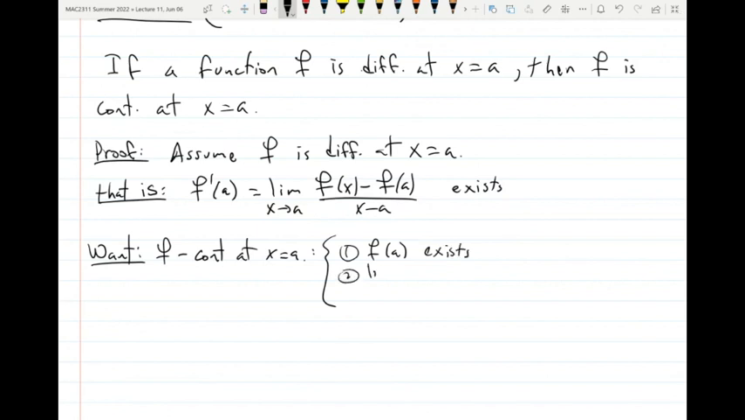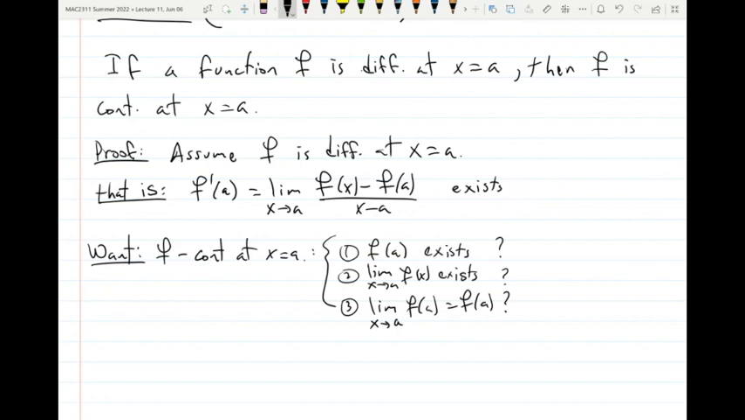Next. Does the limit exist? And 3, is the limit the same as the function value? Yes? So we want to answer these three questions. And hopefully we want to answer yes to these three questions. You understand this? Okay, so let's see.